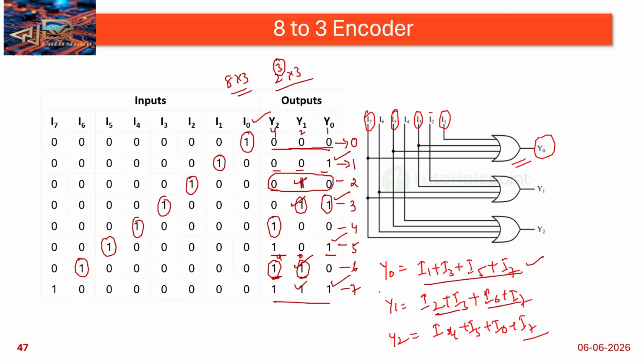Okay, and then Y2, where we are selecting the outputs 4, 5, 6, 7. That means I4, I5, I6 and I7. These are the outputs I am getting.